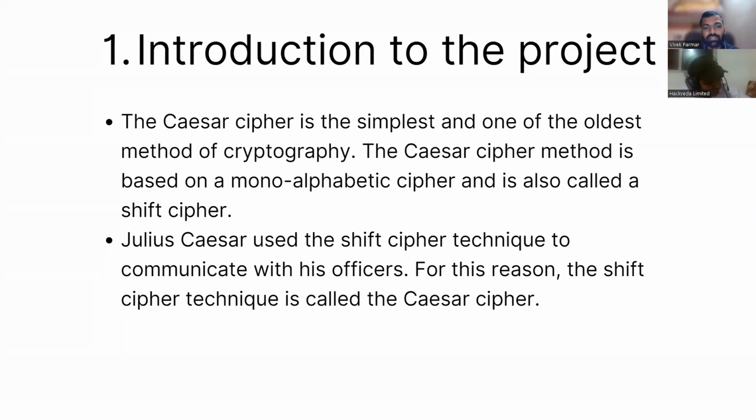Julius Caesar used the shift cipher technique to communicate with his officers. For this reason, the shift cipher technique is called the Caesar cipher. Around 100 BC, Caesar used this cipher technique to communicate with his generals during wartime to safely supply messages.